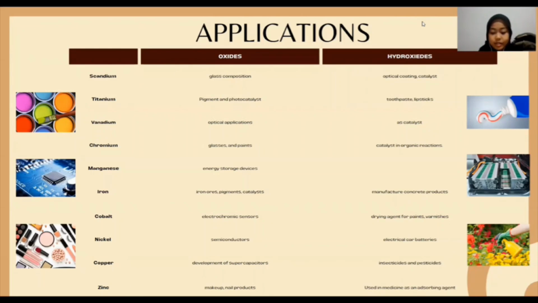Nickel oxide is used as a semiconductor. So what is a semiconductor? A semiconductor is a material that has an electrical conductivity value falling between that of a conductor and an insulator. Nickel hydroxide is used in electric car batteries. Next, copper oxide is used in the development of supercapacitors, while copper hydroxide is used in pesticide. Lastly, zinc oxide is used in makeup and nail products, while zinc hydroxide is used in medicine as an absorbing agent.